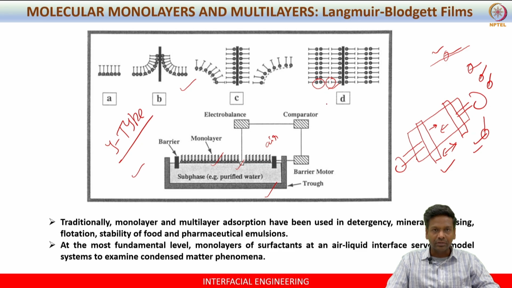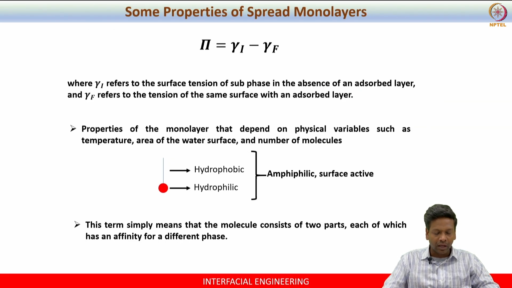This is one type of architecture that you often come across when you use the LB film. Okay, and when we talk about the LB film, you should also know what is known as the surface pressure. We can relate this surface pressure to the pressure in the conventional system, in the bulk phase, right?